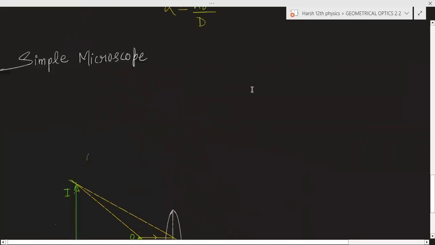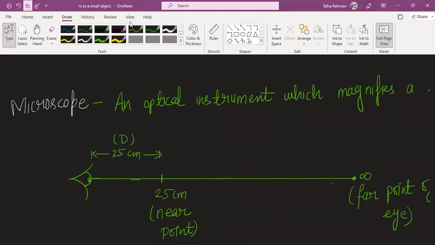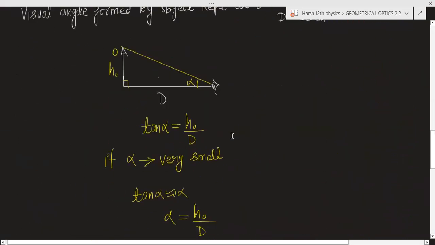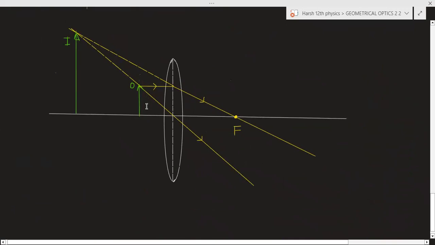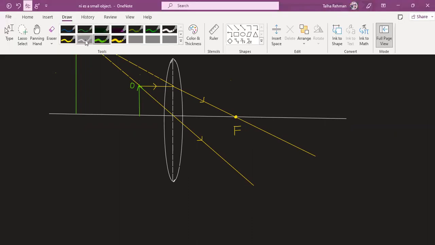Now what is the use of the microscope? An optical instrument which magnifies an object. Magnifies the object means it produces a large image of the object. Now you can see here, this was the object, this is the image. Now this is the large image of the object. So this is a microscope, basically a simple microscope. Okay, so now we will do some calculation.